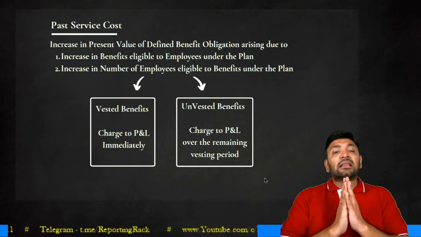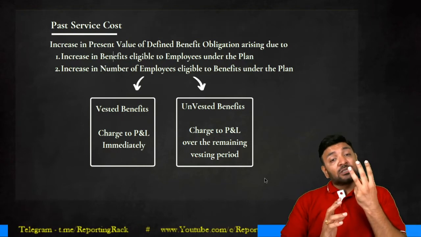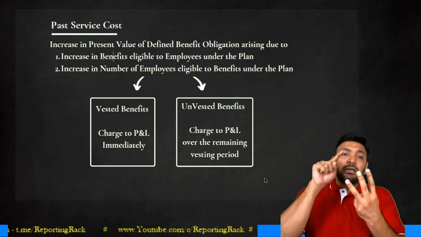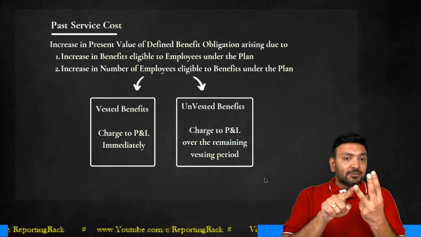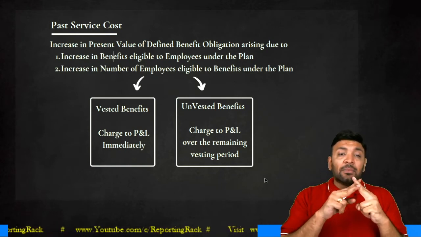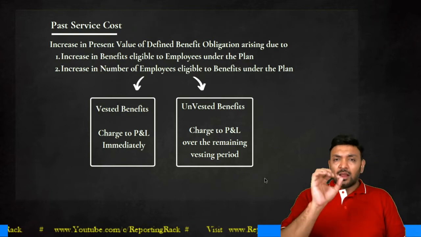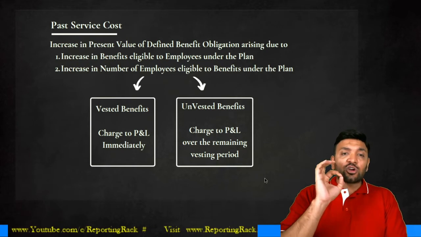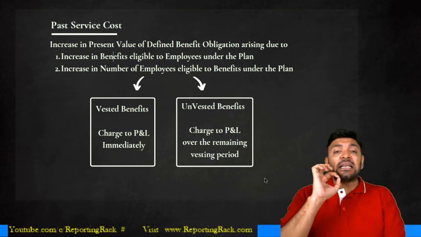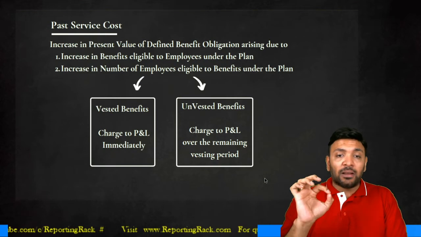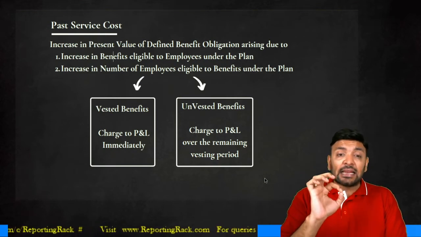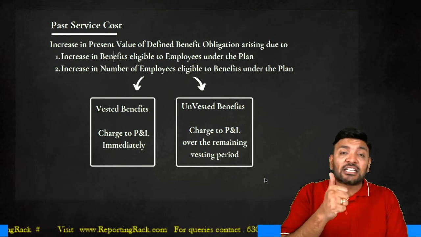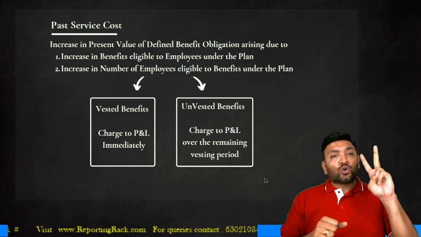But there are three things which can emerge subsequently on a particular event: past service cost, curtailments, and settlements. Past service cost and curtailments are exact opposites of each other. I'll tell you what is past service cost, then I'll explain curtailment. A past service cost is an increase in the present value of defined benefit obligation. Why did your obligation increase? It can increase due to two reasons.